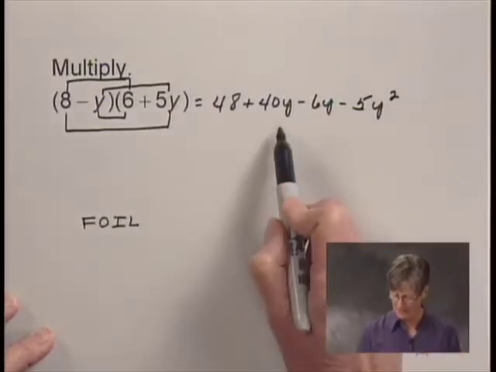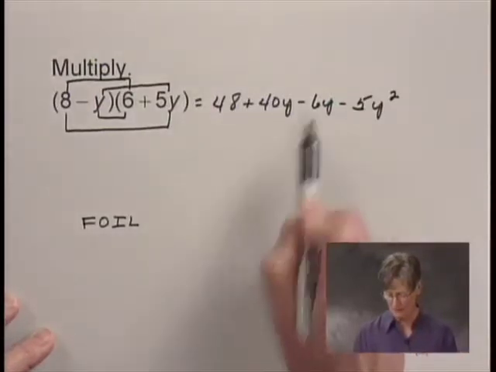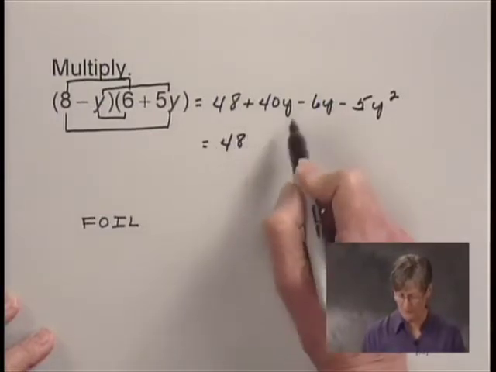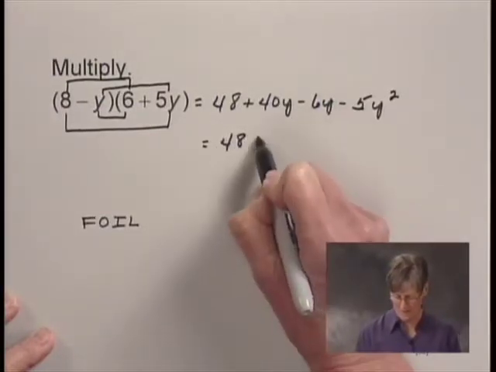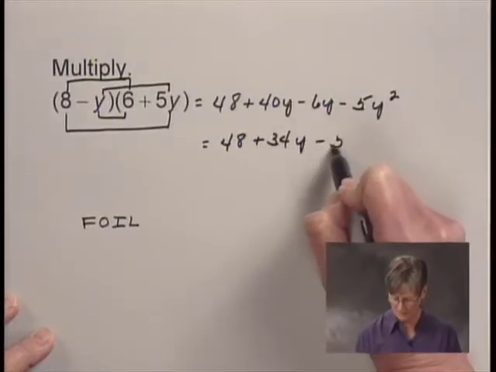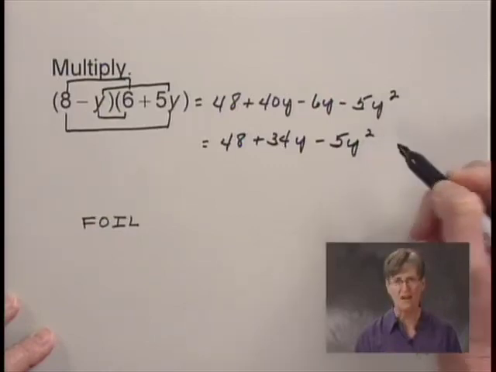And now we need to look and see if we can collect like terms. And we have two y terms, so they can be collected. We have 48. 40y minus 6y is 34y. So we have 48 plus 34y minus 5y squared.